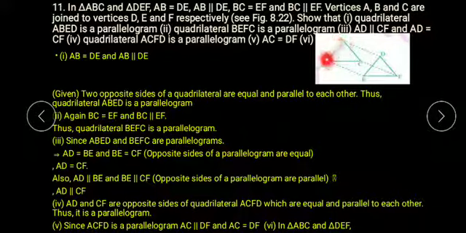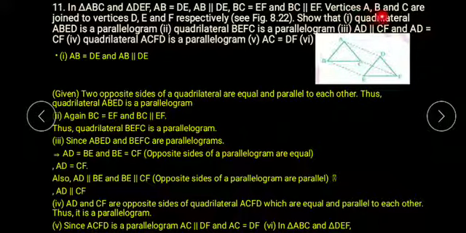So in this triangle ABC and triangle DEF, AB is equal to DE. Okay. AB is parallel to DE. So in these two triangles, AB is equal to DE as well as AB is parallel to DE. Secondly, BC is equal to EF, as well as BC is parallel to EF.